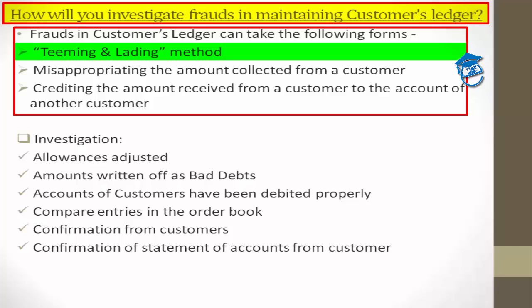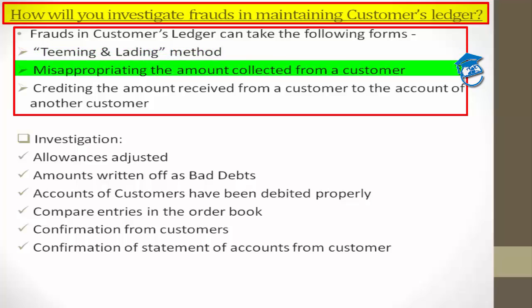That's why you must have heard about this thing, entry business. So that is the same thing which happens over here itself. So teaming and lading is one of the simple inclusions of that format. Number two is misappropriating the amount which has been collected from the customer and subsequently adjusting his account by crediting the amount on account of an allowance or a rebate for excess price charged.